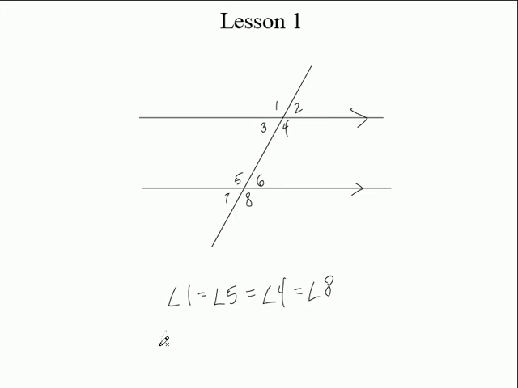So let's write down the acute angles. Angle 2 equals angle 3, which equals angle 6, and angle 7. So they're all equal to each other. You got that? So these are all your obtuse angles, and these are all your acute angles. Okay, the obtuses are all equal and the acutes are all equal.